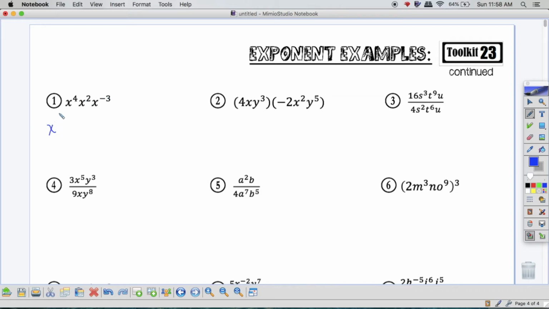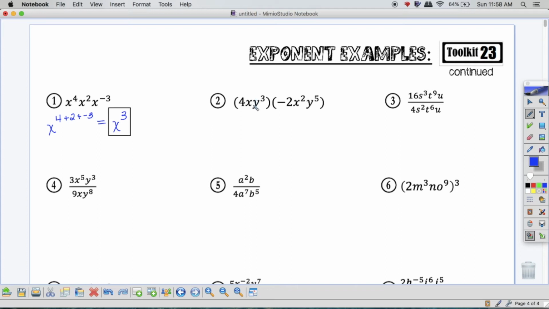I need to add exponents. 4 plus 2 plus -3. 4 plus 2 gives me 6, minus 3. So this is just x to the 3rd. Again, if you are multiplying with the same base, you add exponents. You multiply coefficients. So you could do 1 times 1 times 1.